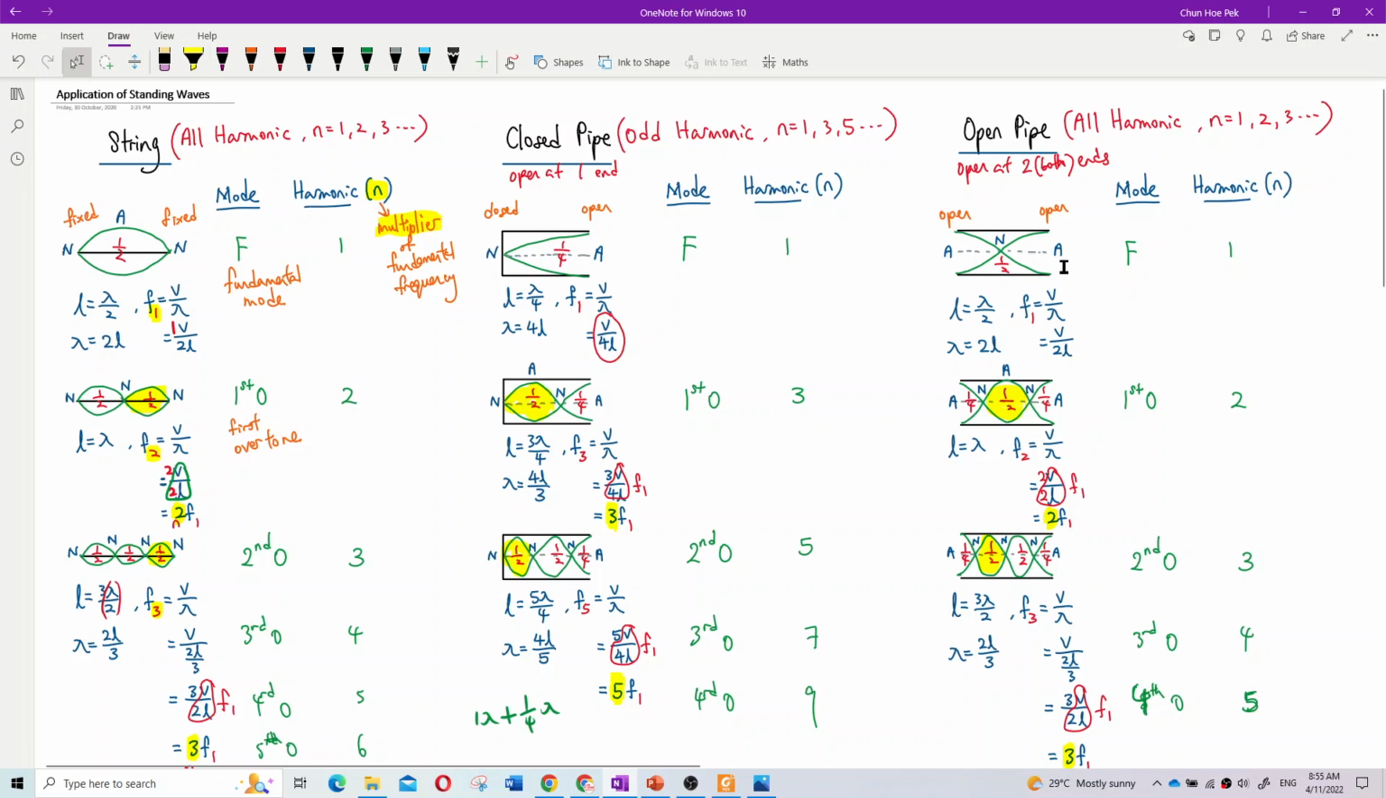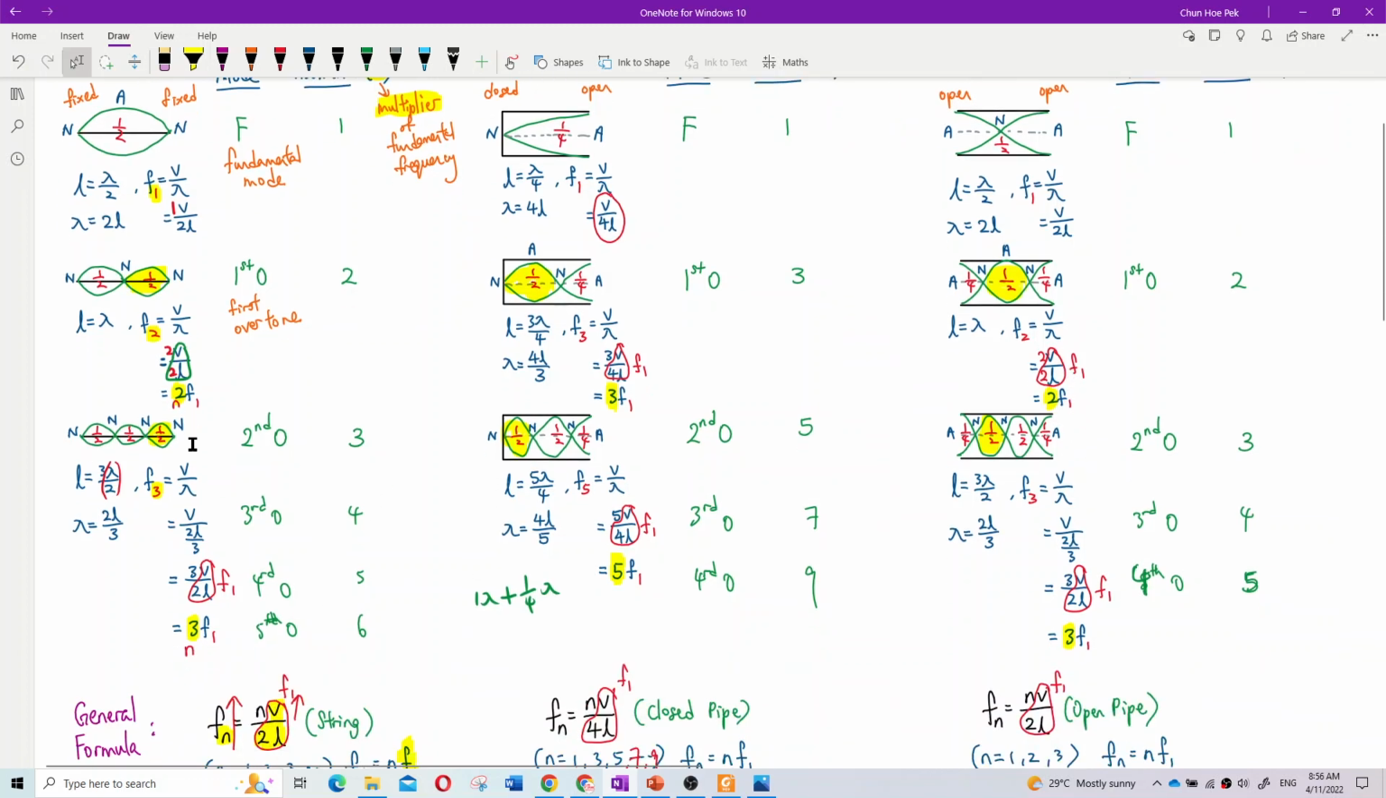You see that? This one is antinode to antinode, half lambda. Plus another half lambda becomes 1 lambda. This one also half lambda. You plus another half lambda, also becomes 1 lambda. So it becomes the same. You see that? It's the same thing, isn't it? Can you compare this string and open pipe? It's the same thing. And then this one and this one are the same. You see that?